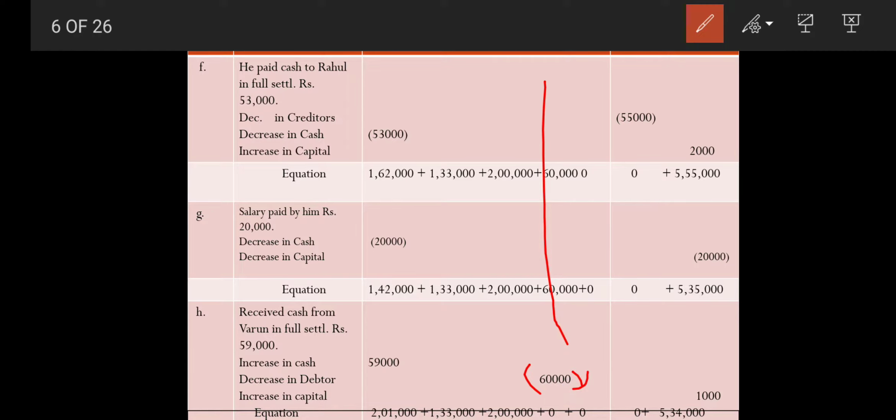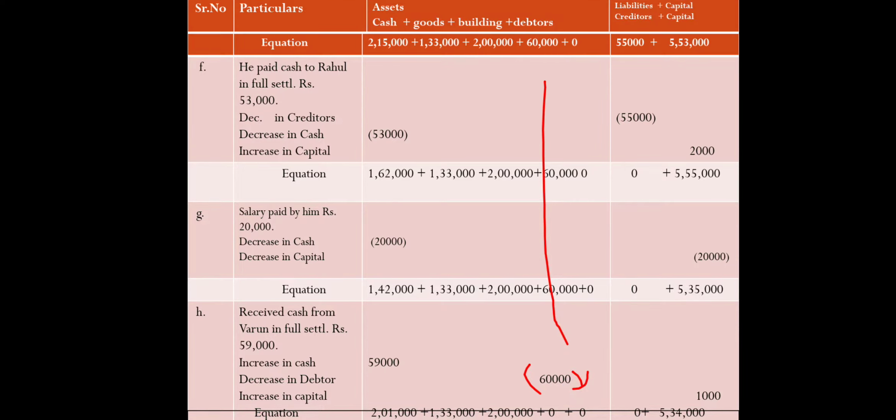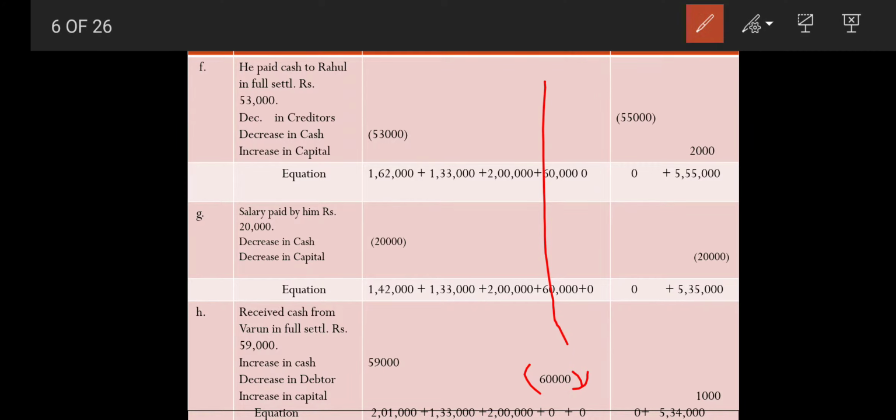And at the same time, you are going to increase your cash. Your cash will increase by 59,000, and you are allowing discount, right? So you are allowing discount. So discount allowed will decrease your capital. So capital will decrease by rupees 1,000. So this way, this will be set up.